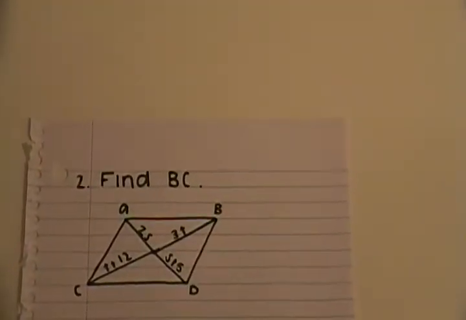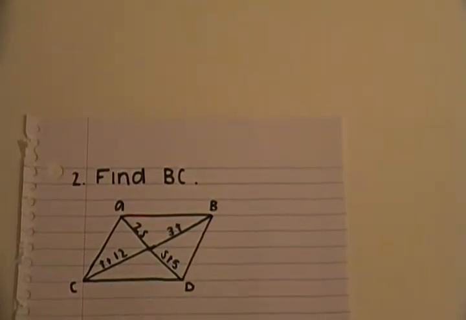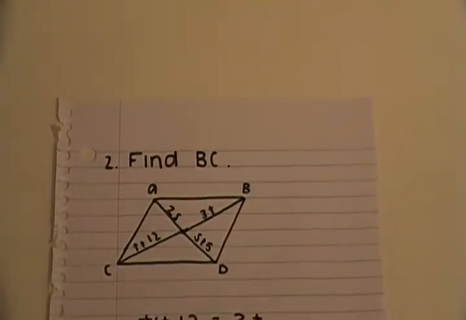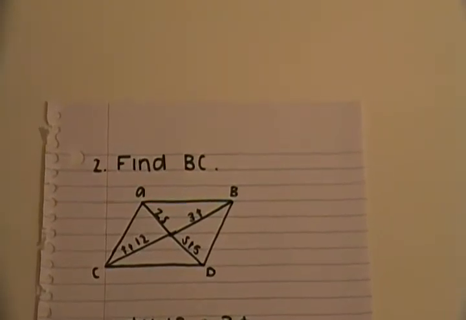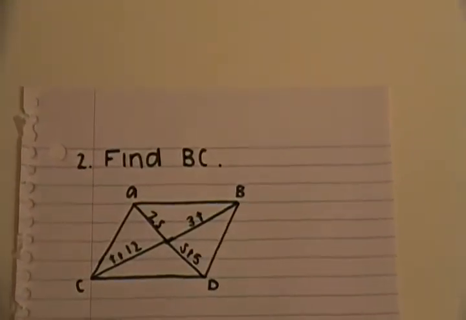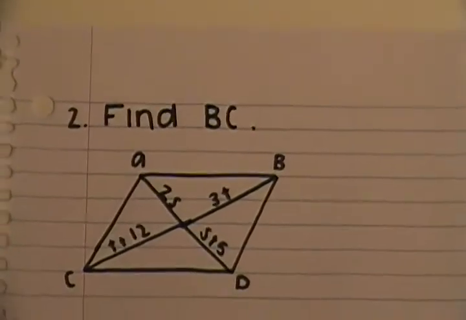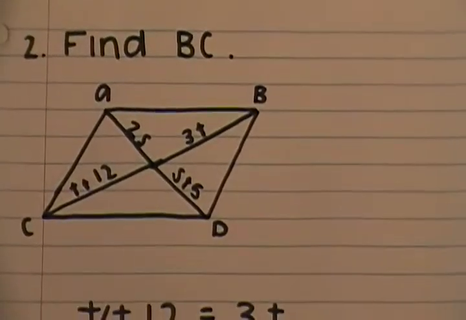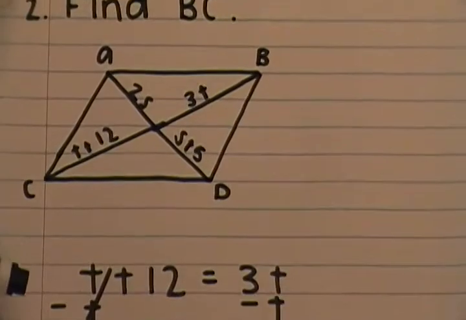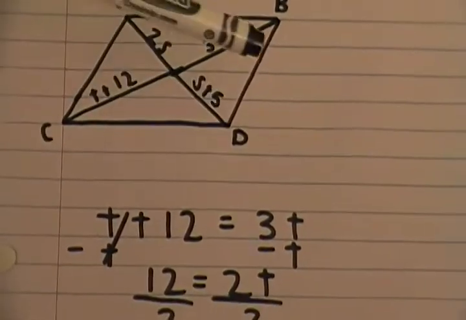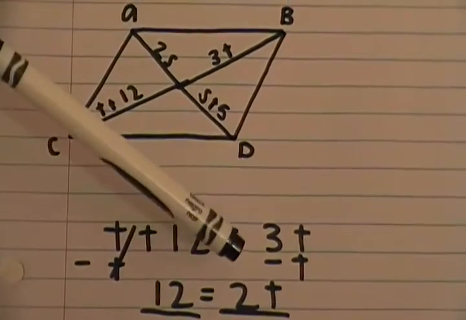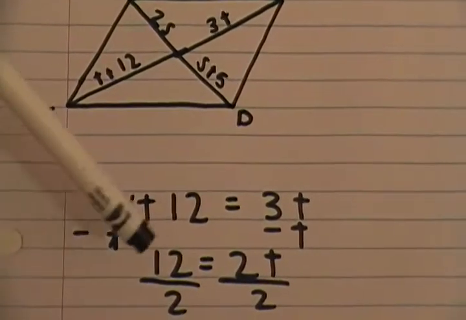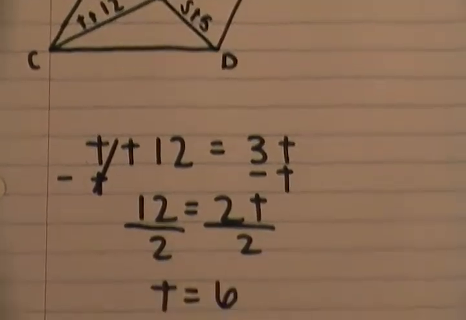So now, our second problem is we're going to find BC. Now, the diagonals are congruent because parallelograms have congruent diagonals. So since we are going to equal them together, I did t plus 12 equals 3t. We subtract t on both sides, which gives 12 equals 2t. Then we divide by 2 on both sides and we get t equals 6.